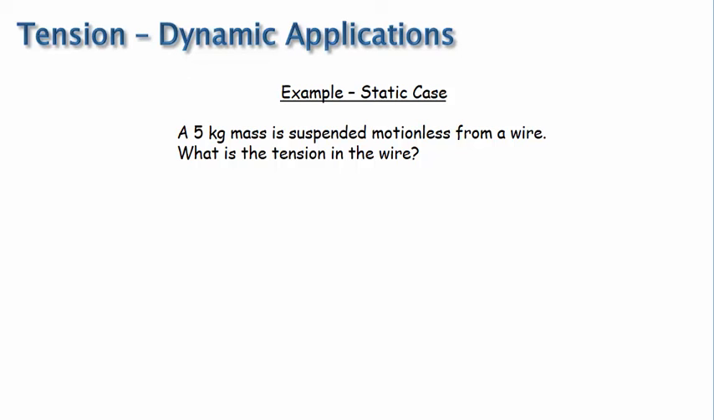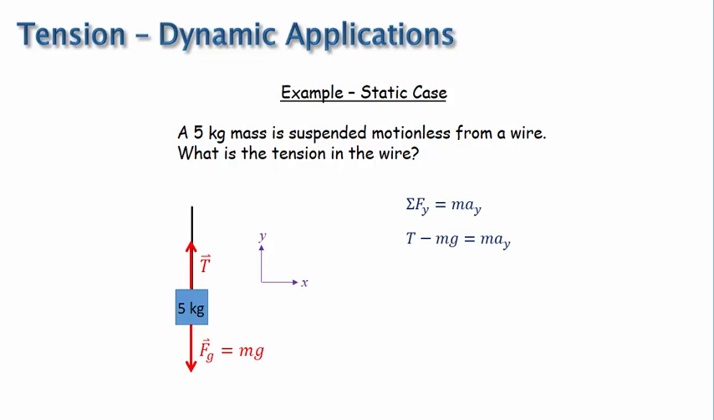Here is a drawing of the scenario, and now we'll draw a force diagram and define the coordinate scheme. Next, we'll apply Newton's second law in the y direction, and then recognize that the acceleration is zero, and applying the values for m and g, we get that the tension is equal to the weight of the object, which is 49 newtons. Now we'll change the scenario.